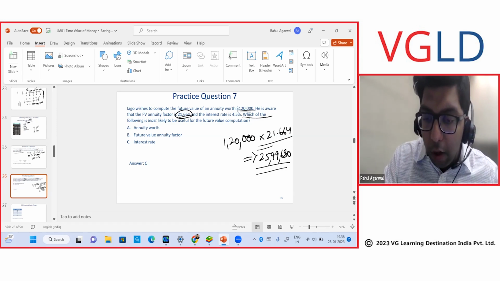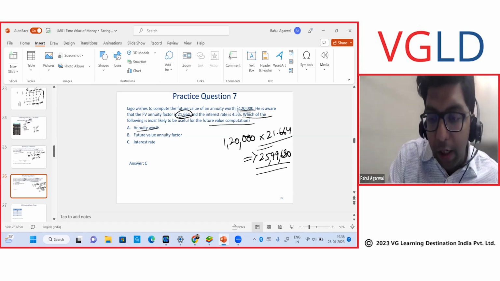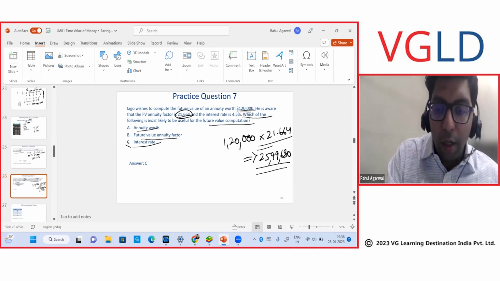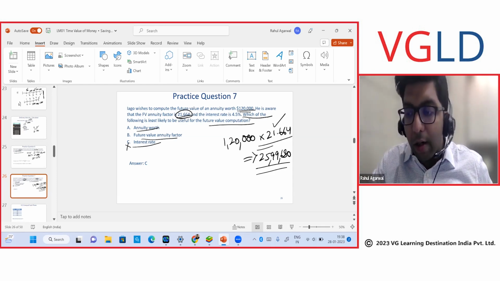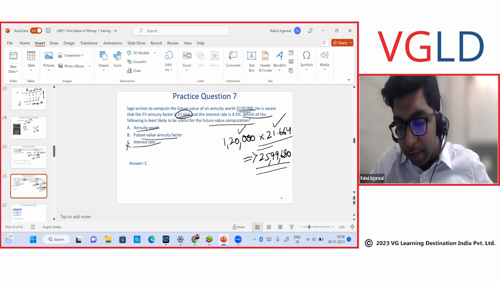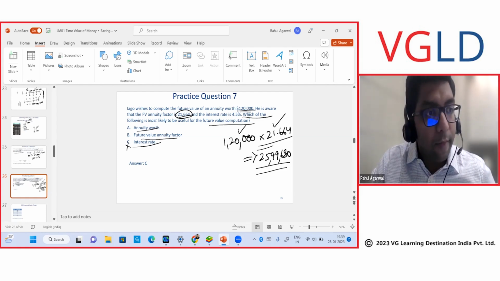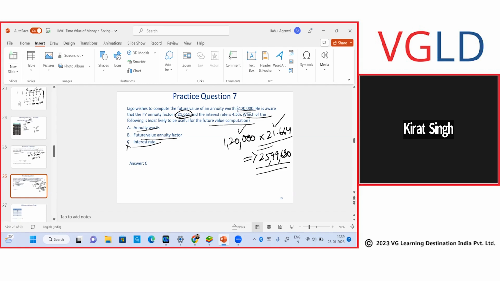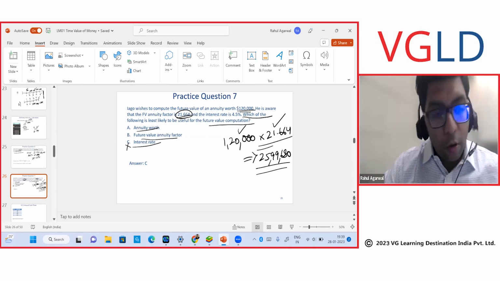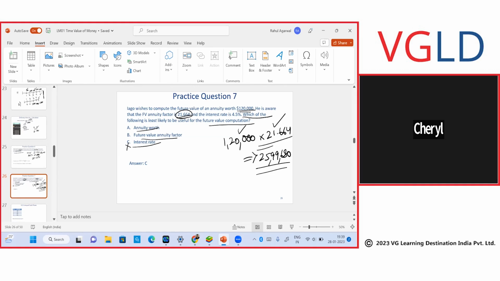So what is the question? Which of the following is least likely useful? Annuity worth, I need 1,20,000. Future value annuity factor, I need that. So the interest rate is not required because I don't need to use the calculator. I know the factor, I know the present value. Simply multiply and I will get the future value. Am I clear? Any questions, anyone? All good till here, right?